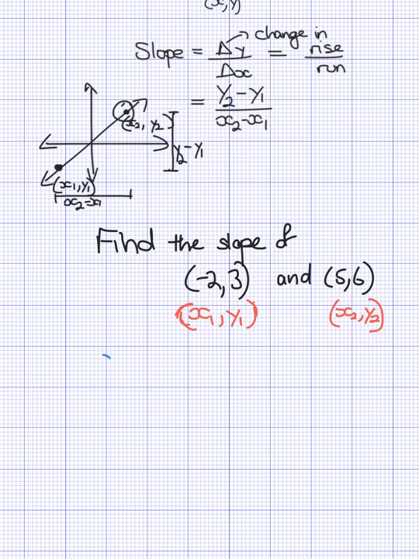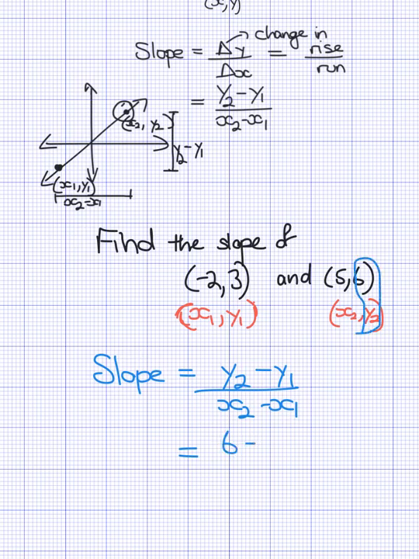Then I'm going to write my formula for slope. So I'm going to write slope equals y2 minus y1 over x2 minus x1. And then I'm going to substitute in those points. So y2 is 6. I'm going to substitute in 6. y1 is 3. I'm going to substitute in 3. x2 is 5. I'm going to substitute in 5 on the bottom. And x1 is -2. So I'm going to substitute -2. Be careful with your negatives.